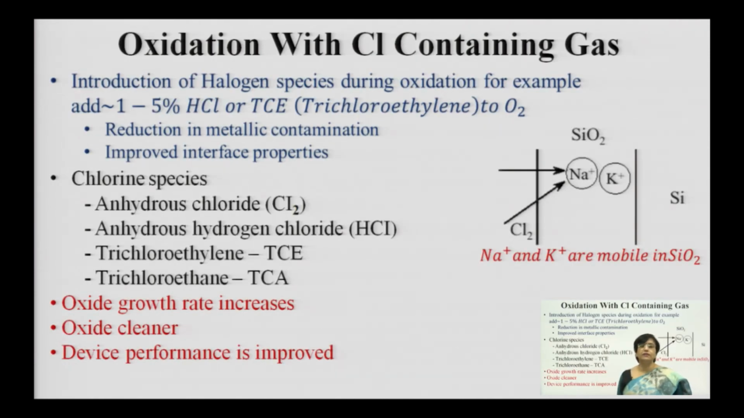Another impact is the contamination. There are multiple things happening, like there are different types of charges which can get trapped during the oxidation process, and their impact can be eliminated if you are using chlorine or Cl, or you can say halogen species, while oxidizing.